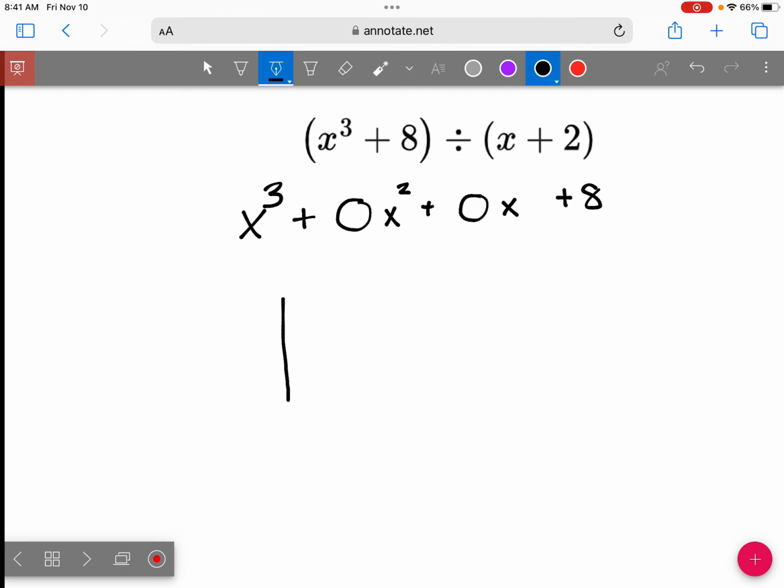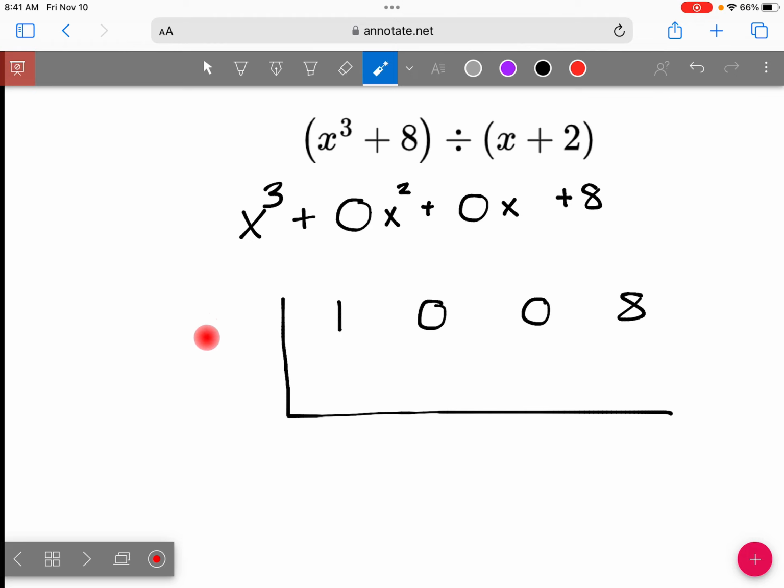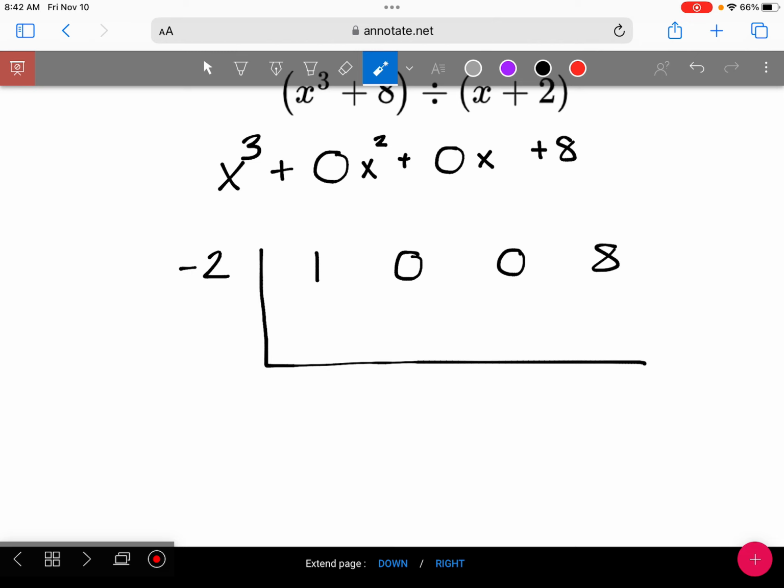So then we're ready to build it. Our coefficients are going to be 1, 0, 0, and 8. You've got to include a coefficient for every term up to your biggest. Every single one. What are we dividing by over here? What's going to go over here? Negative 2. It's the solution for my factor. And we're ready to go through our frame.